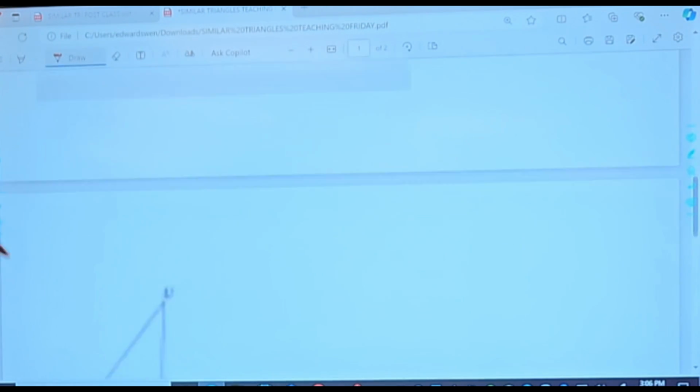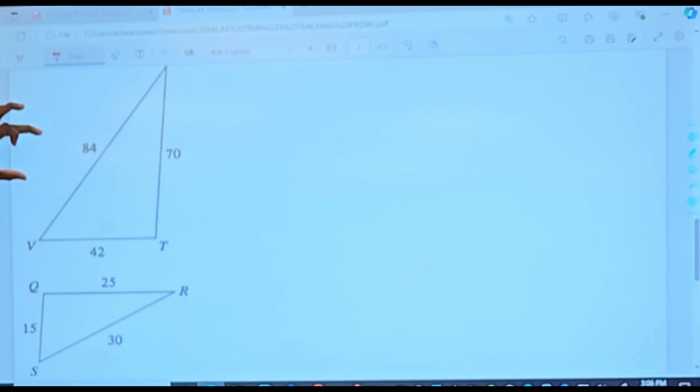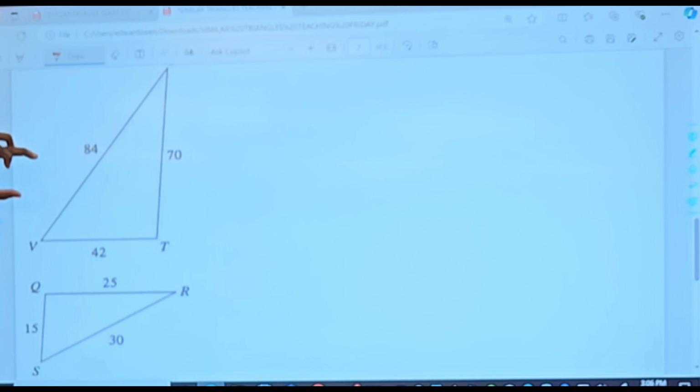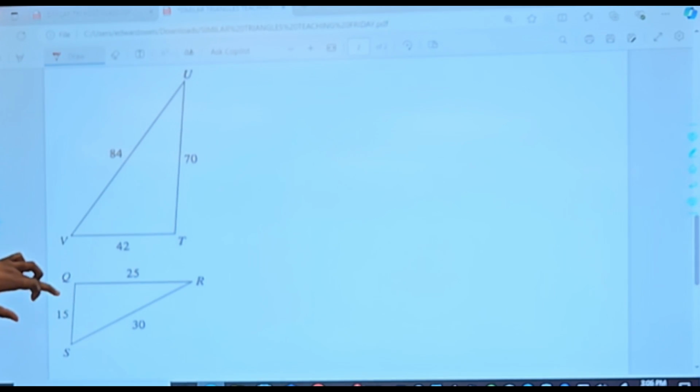Let's take a look at the third one here. Number 3. For this one, we only have sides. There are no angles given. Right? So we don't have any angles here for this one.